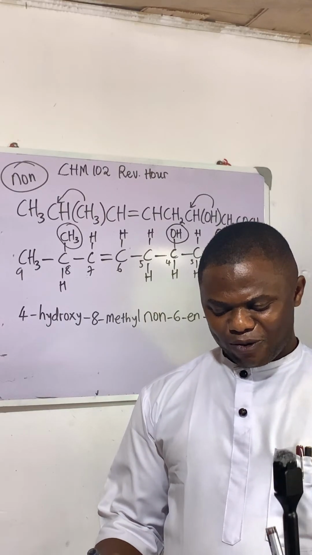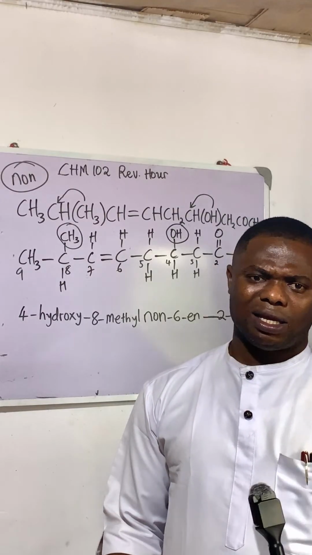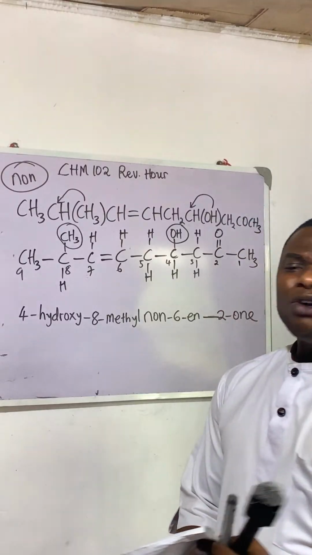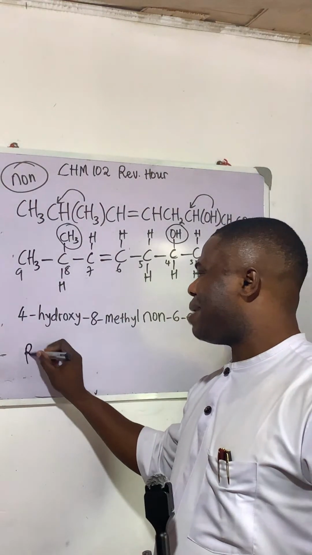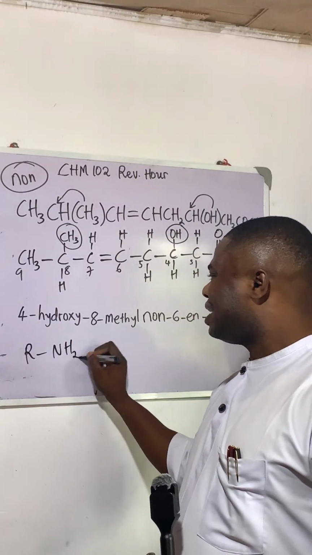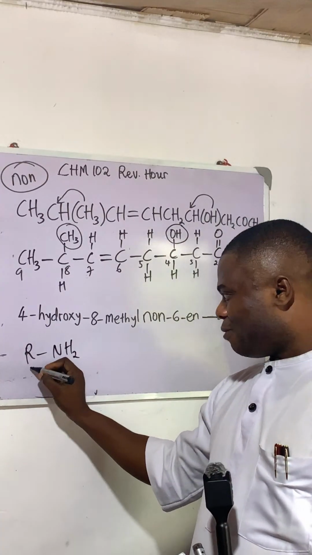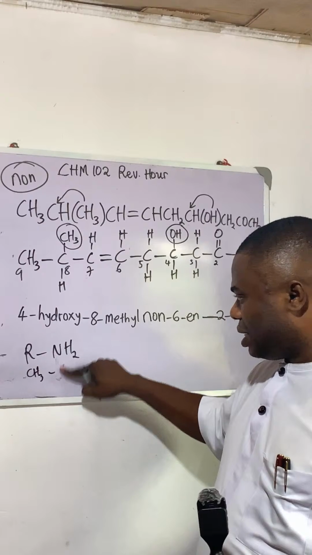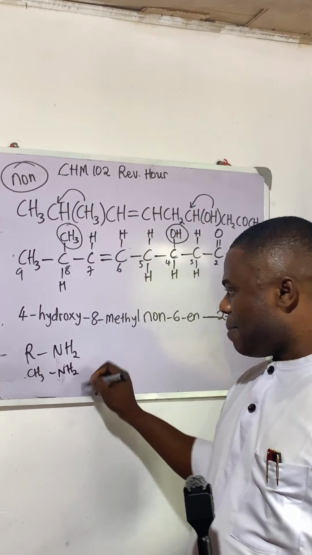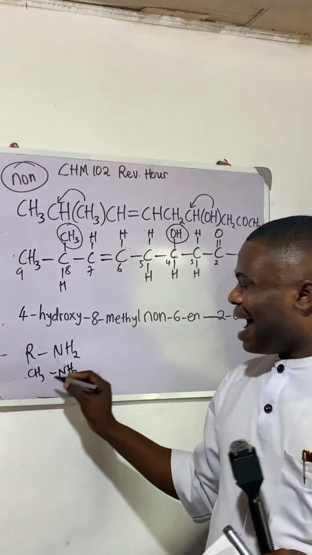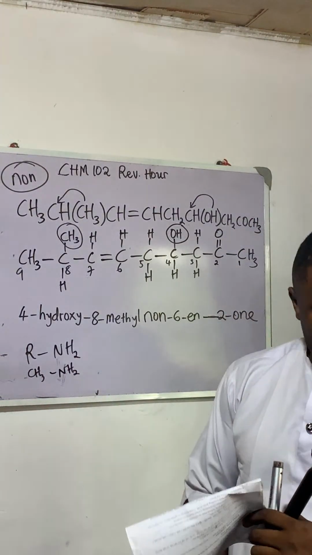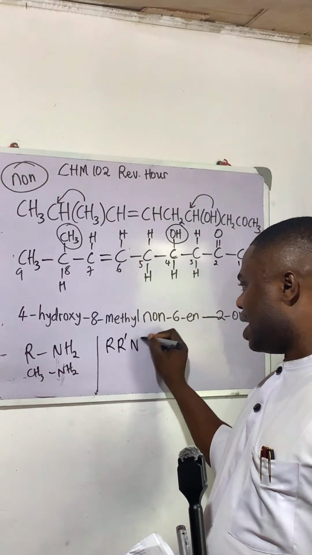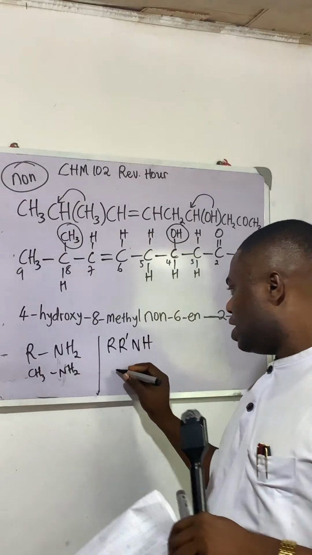And look at this one. Which of the following is a secondary amine? How do you know a primary amine? This is a primary amine. Check the given amine. A primary amine, after the methyl part, has two hydrogens attached to the nitrogen atom, for example CH3NH2. Now, a secondary amine is R prime, then NH. You just have one hydrogen.